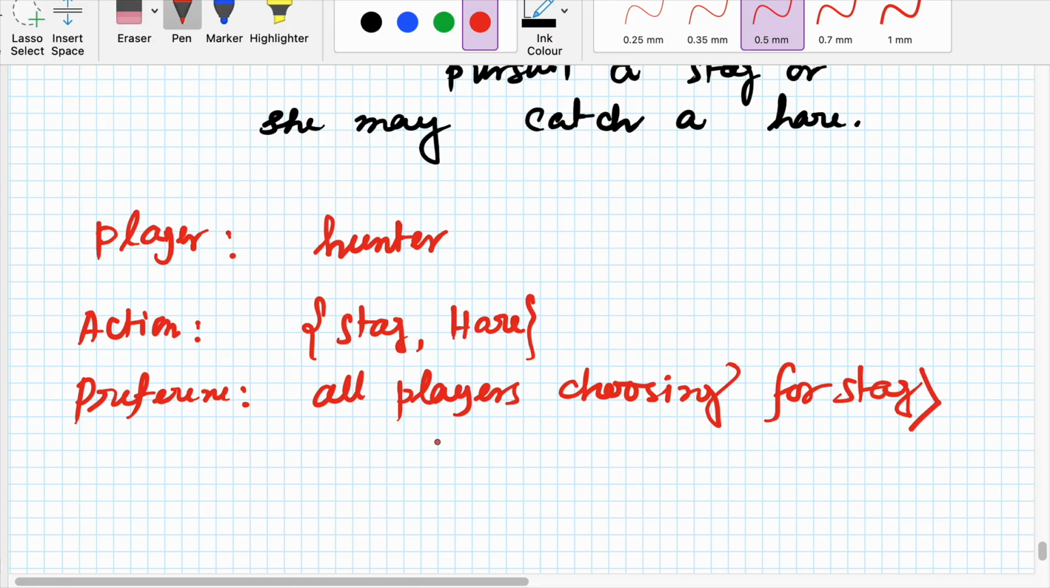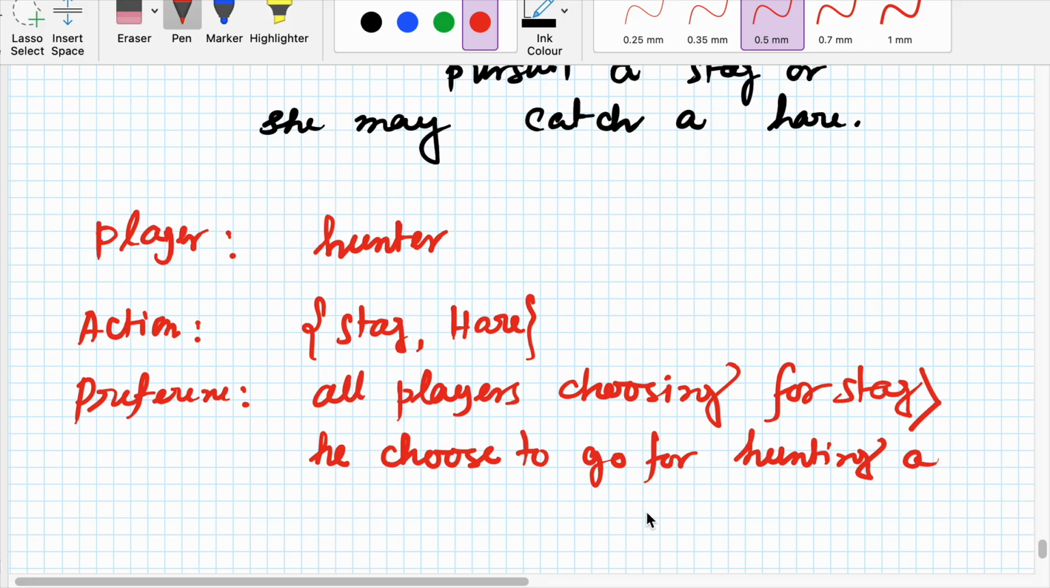And then the other outcome is that some individual chooses to go for hunting a hare.